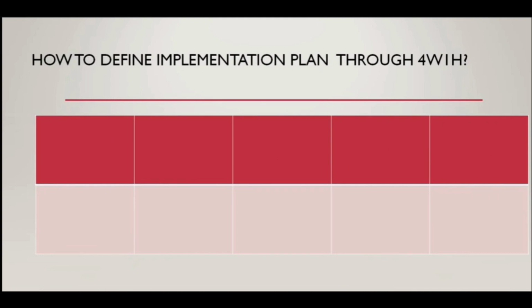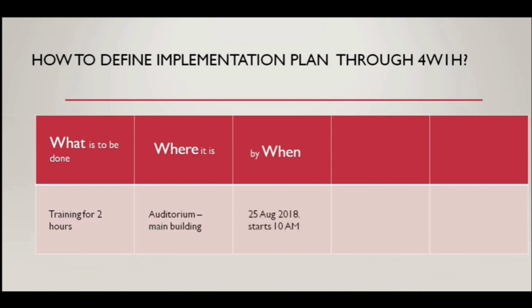During the improve phase of any Six Sigma project, we have to implement certain things or certain ideas. That is when this tool can be used. What is to be done? Training for 2 hours is to be done. Where is it to be done? Auditorium in the main building. By when is it to be done? 25th August, and the start time is 10 a.m.